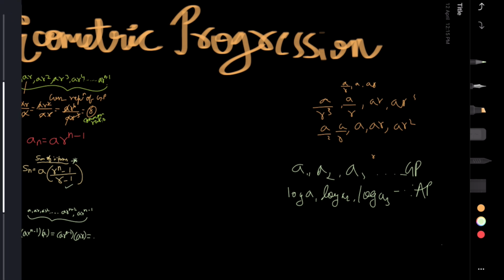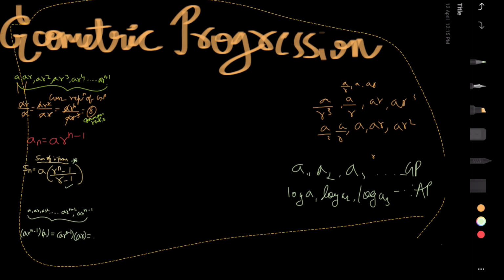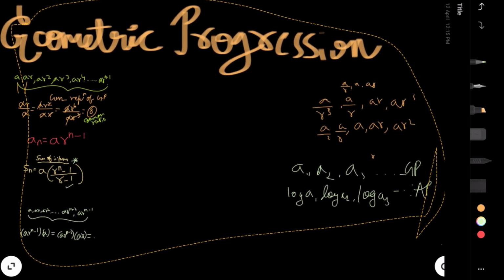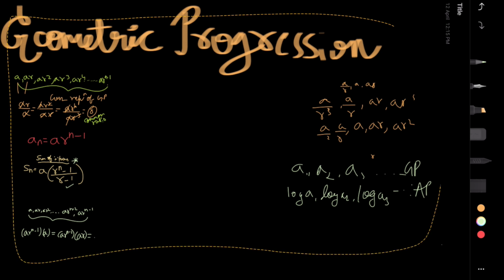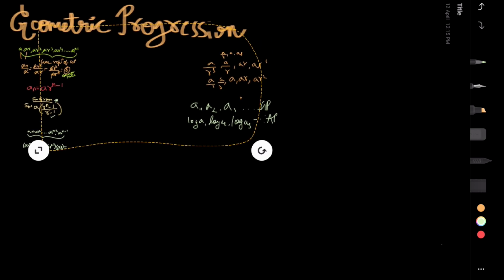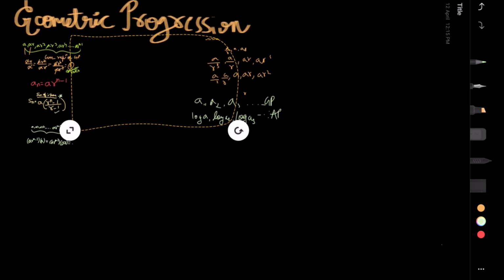I'm not solving any problem in this session as it may drag the session. So in GP we have the general representation, nth term, and sum of n terms. And log, if I put log it will become an AP. That also we have done, right?